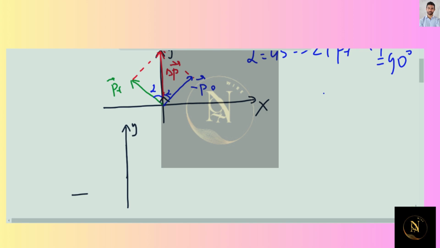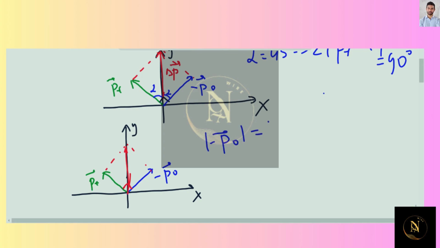So again, this is our coordinate axis. This is negative initial impulse. This is final impulse. And this is the sum. So as we see, the absolute values of the initial impulse and the final impulse are the same because mass doesn't change and speed doesn't change as well. So therefore, this figure ABCD is a square.